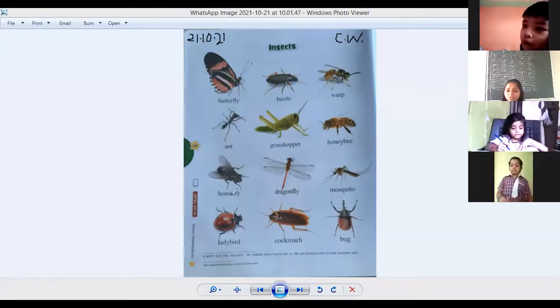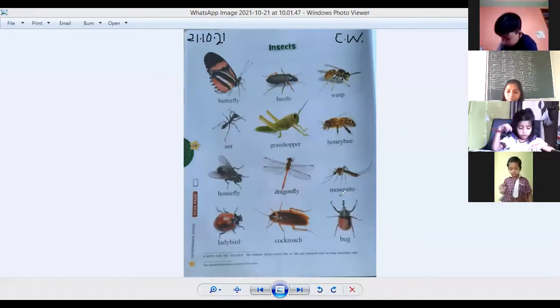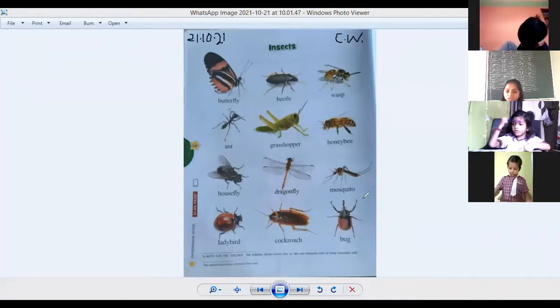Next is housefly. Housefly is मक्खी. घर में देखिए मक्खी. मक्खी भी इंसेक्ट है. Housefly. Dragonfly. Next is dragonfly. Mosquito. Mosquito is machhar. Mosquito.